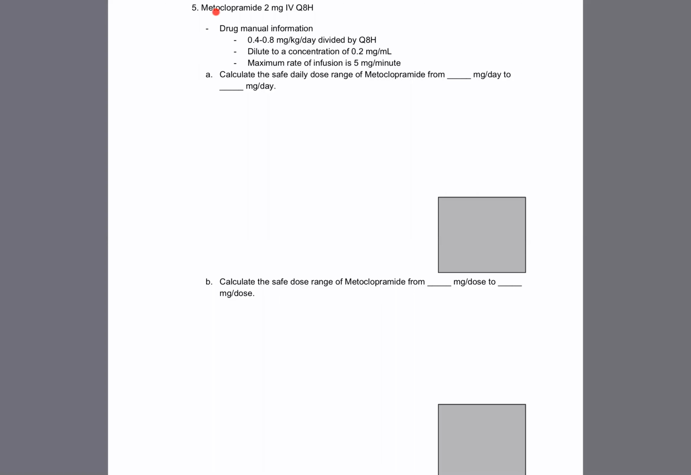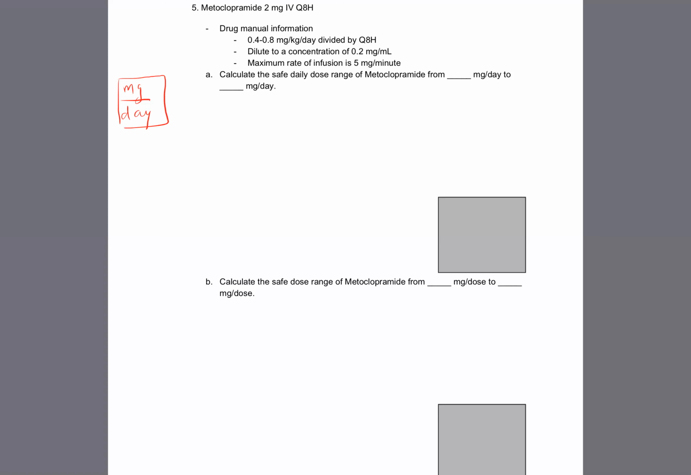Number 5, metoclopramide 2 milligrams IV Q8 hours. Drug manual information: 0.4 to 0.8 milligrams per kilogram per day divided by Q8 hours, dilute to a concentration of 0.2 milligrams per mL. Maximum rate of infusion is 5 milligrams per minute. Calculate the safe daily dose range of metoclopramide from blank milligrams per day to blank milligrams per day. So the units that we're looking for at the end are milligrams per day.